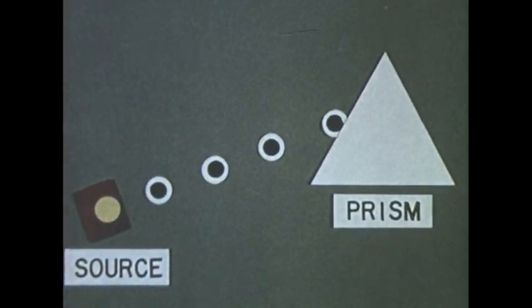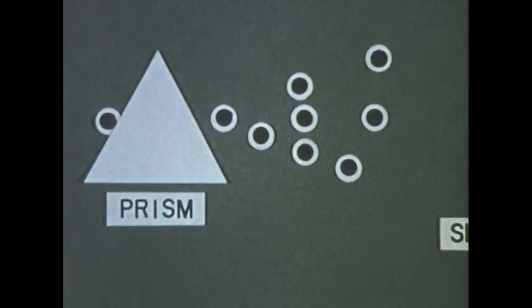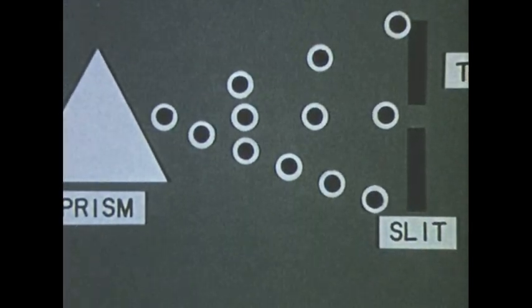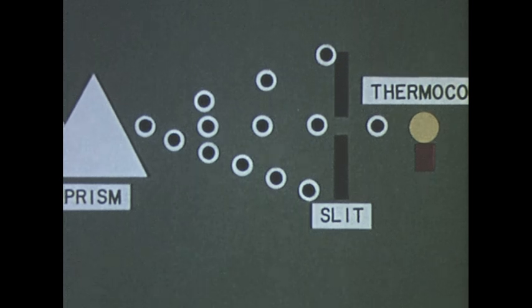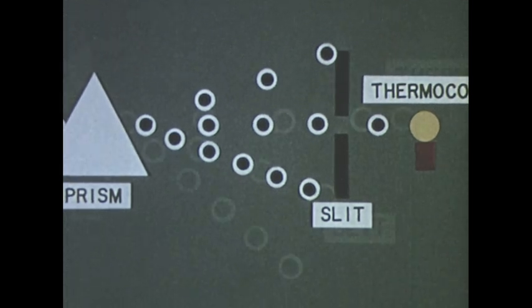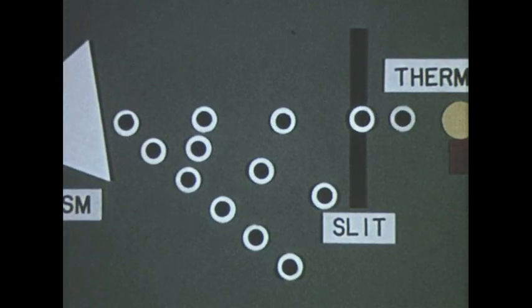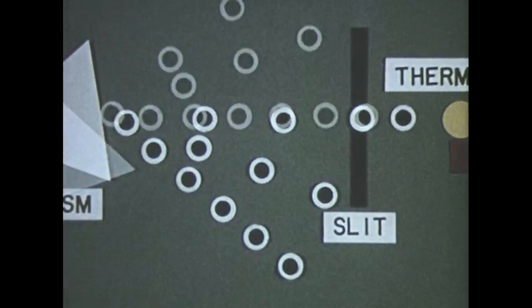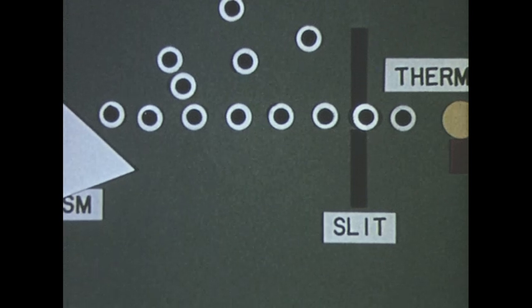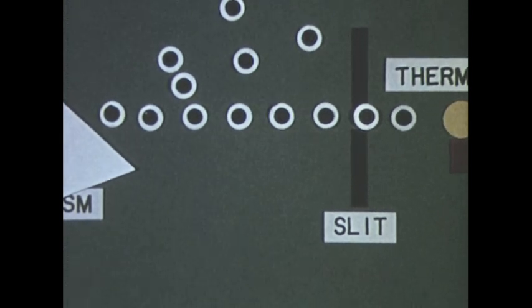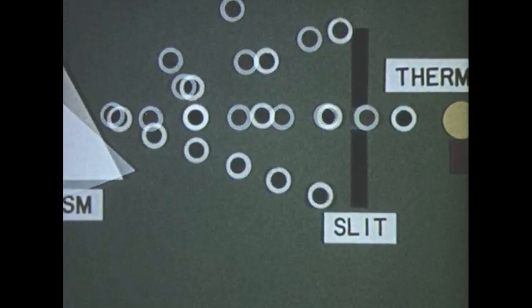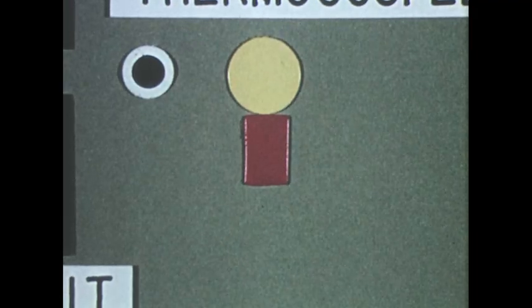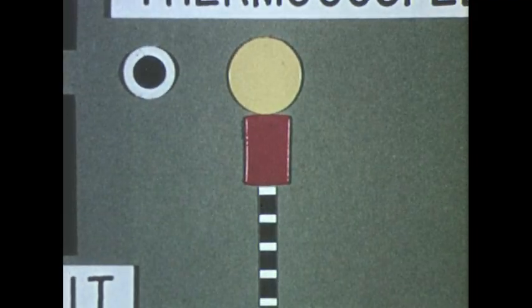Infrared radiation from the source passes through the rock salt prism and is separated into component wavelengths. Each wavelength is individually focused onto the thermocouple by rotating the prism. Thus, the relative intensity of all wavelengths of infrared radiation may be sampled independently. As each wavelength strikes the thermocouple, its energy is transformed into an electrical current, which is amplified and fed to the recording device.